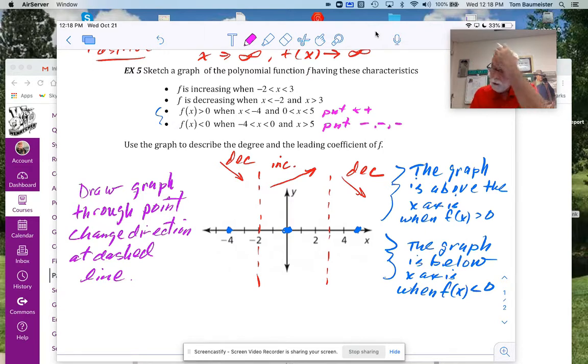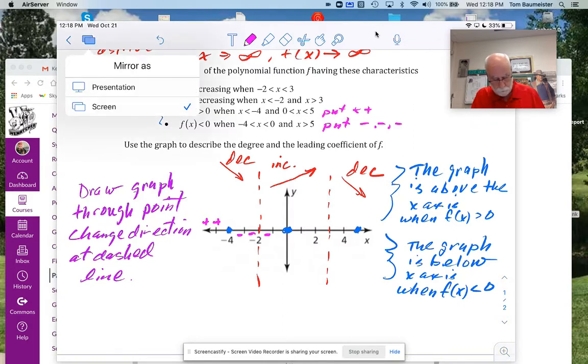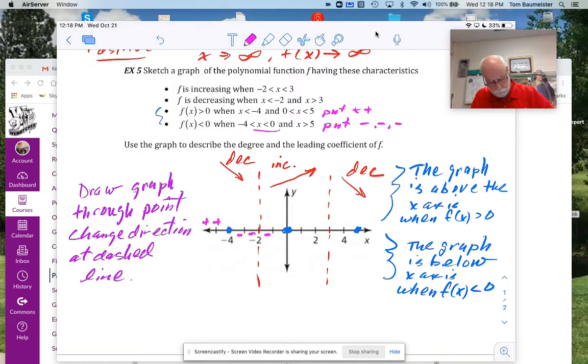All right, so we know that it's going to be above here, right? We know that it's going to be below here because it's going to be below between these two right here, right? So we know it's going to be below there. We know it's going to be above here. And we know that it's going to be below here. All right, so now let's go ahead and kind of look what our graph is going to look like.